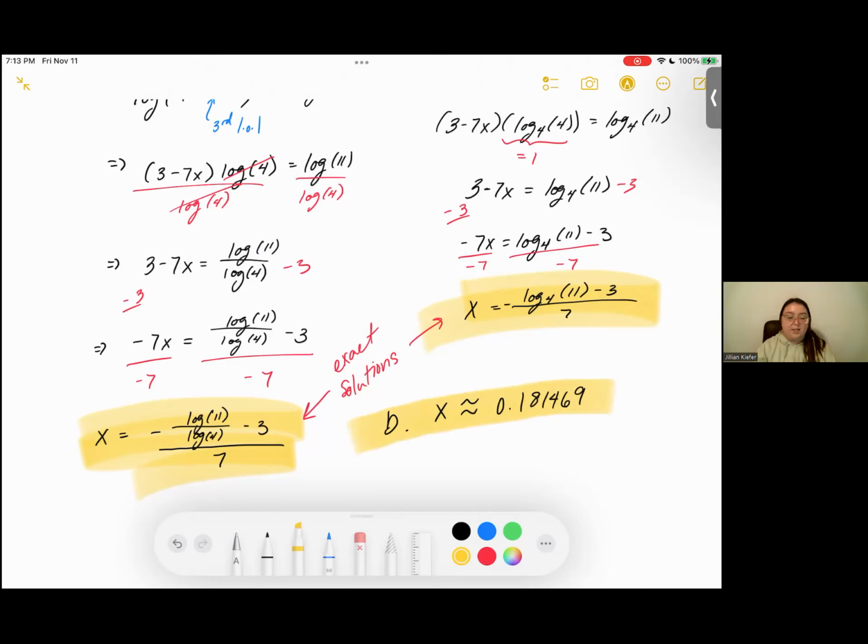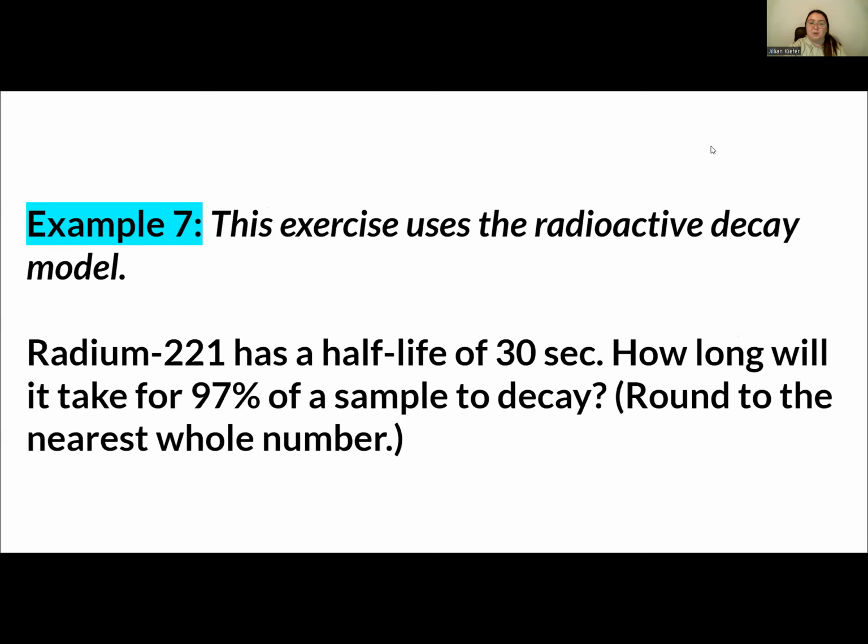So this problem uses the radioactive decay model. We learned that in section 4.6. So that is the equation that we are going to use. Remember, this is the one that uses the half-life formula, and also it uses that radioactive decay formula as well. So, all right, let's go ahead and go on over to our notes so we can work out this problem.